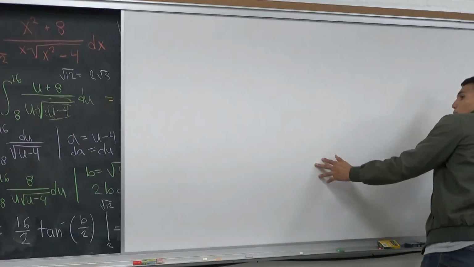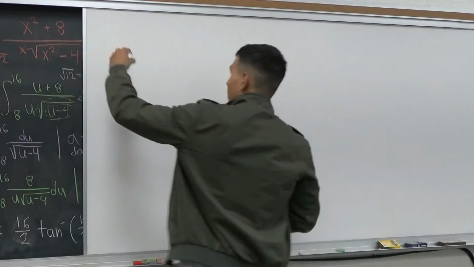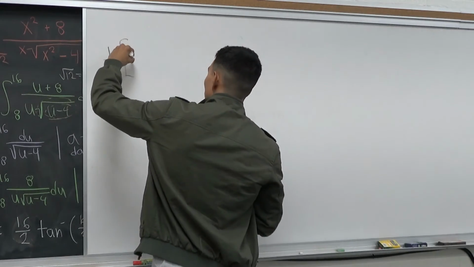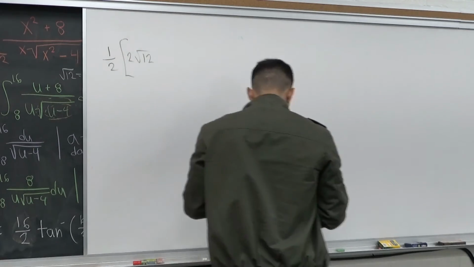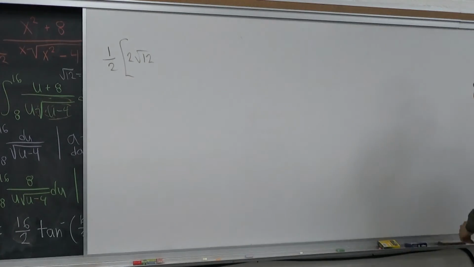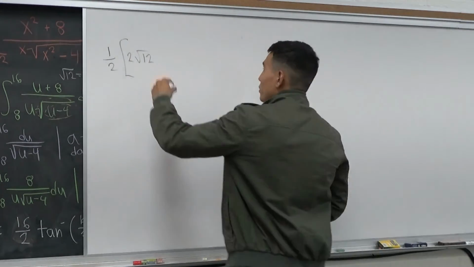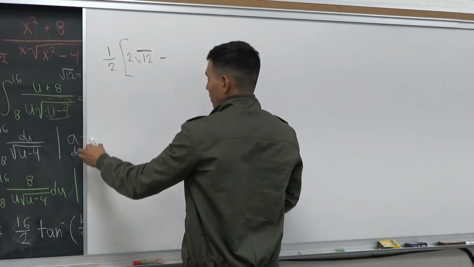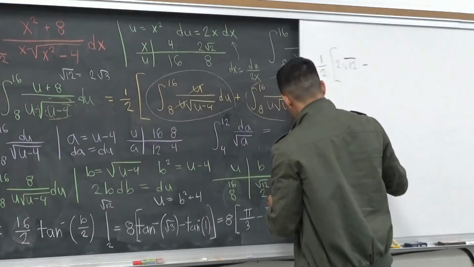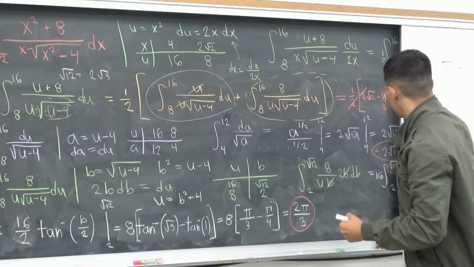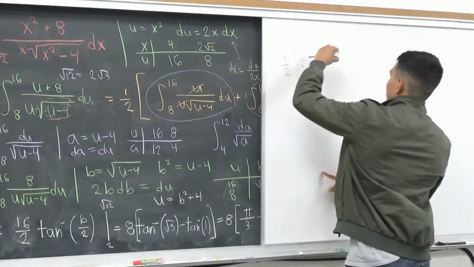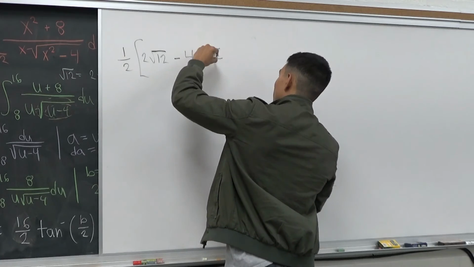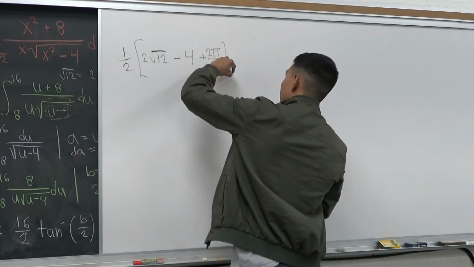So I'm going to go to the whiteboard now. Okay. And I'll recap real quick. We have 1/2, and it was 2 square root 12 minus 4 plus 2 pi over 3.